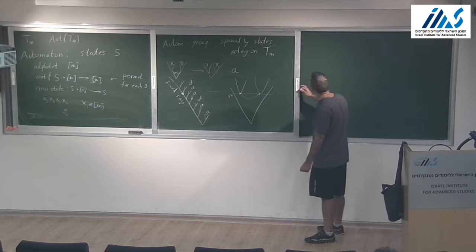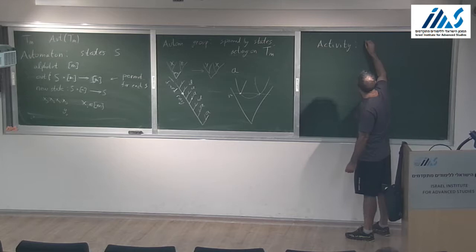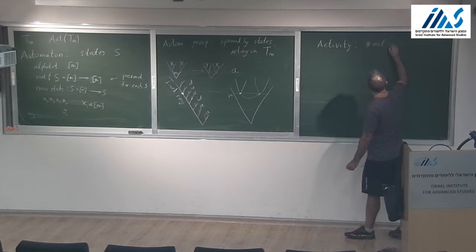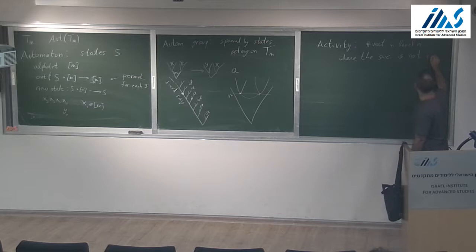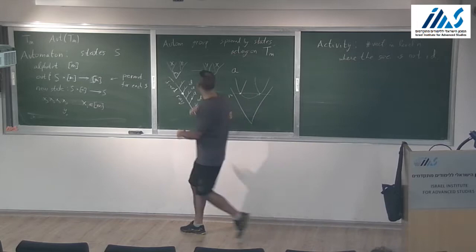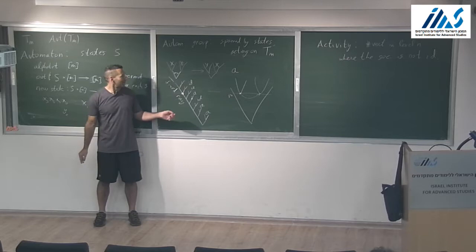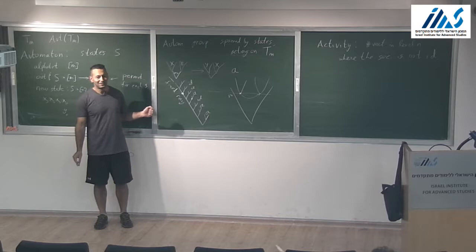So the activity is the number of vertices in level n where the section is not the identity. So Grigorchuk's group has bounded activity. So at every level you have one or two, when you act with one of the generators.